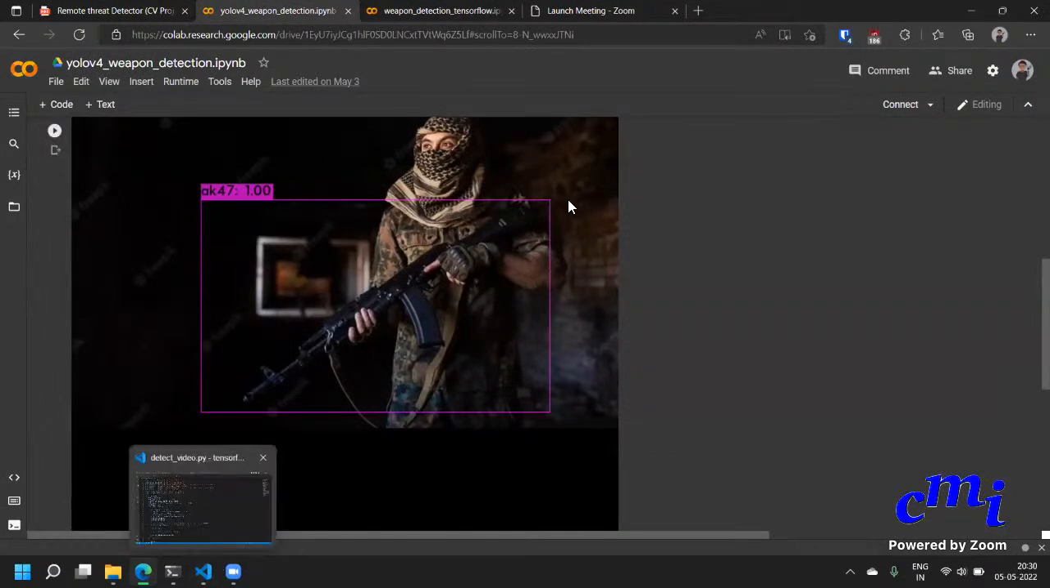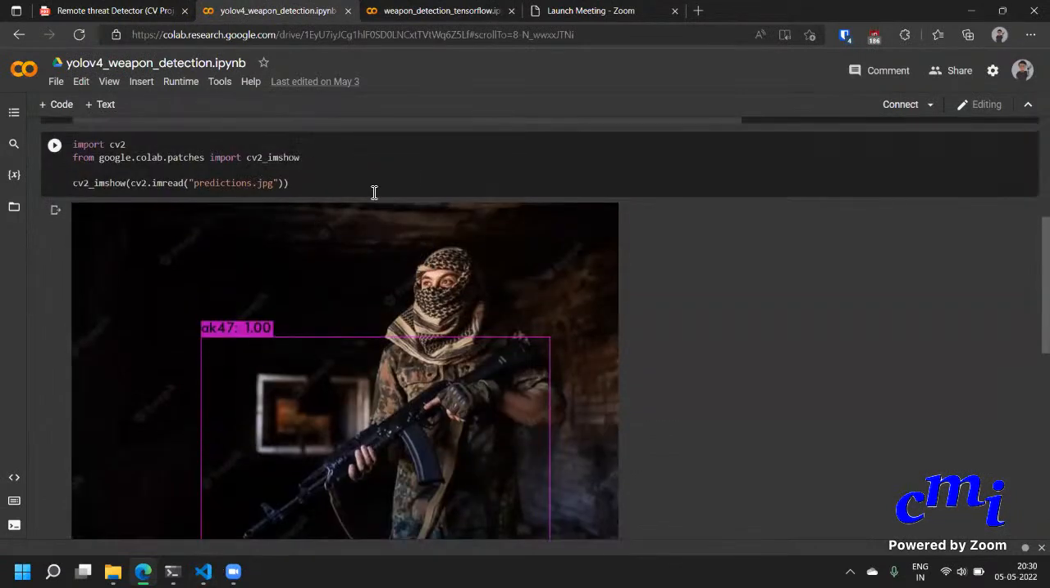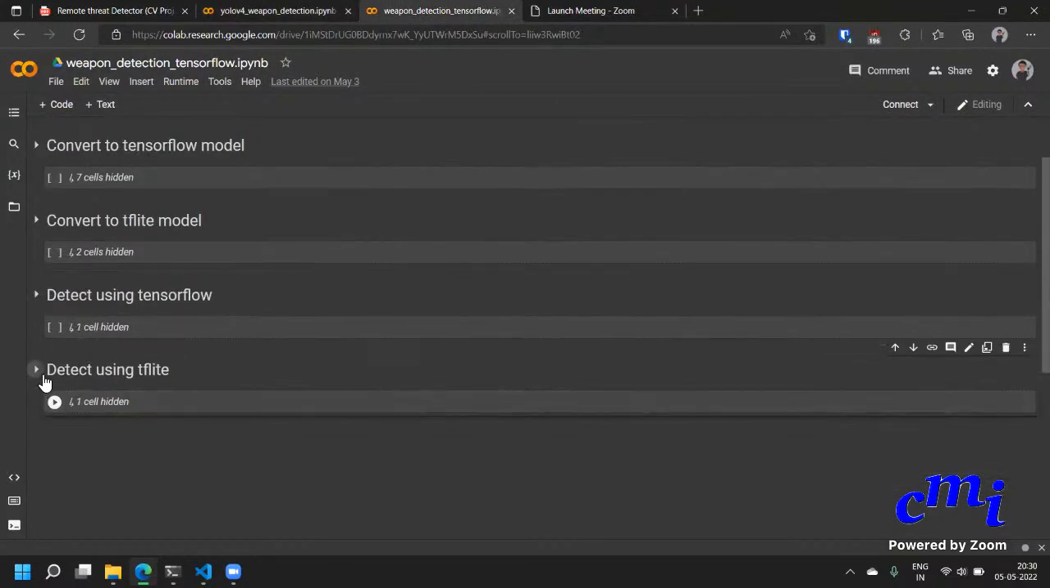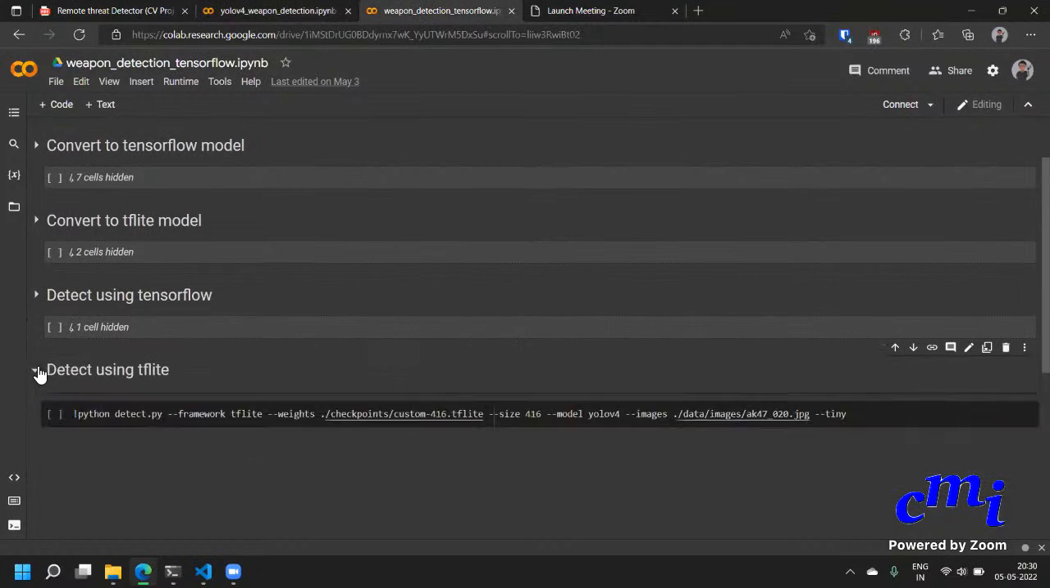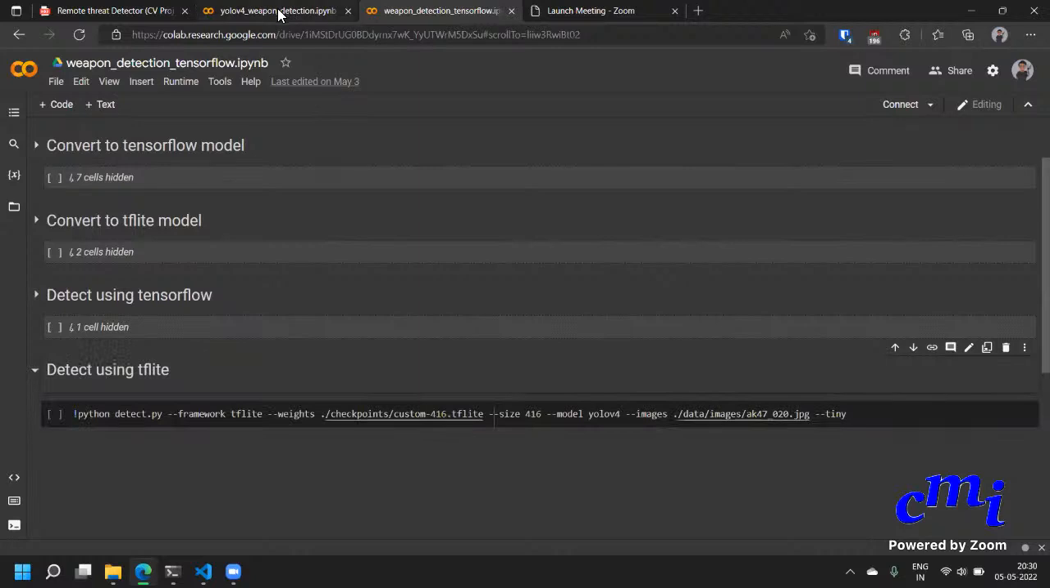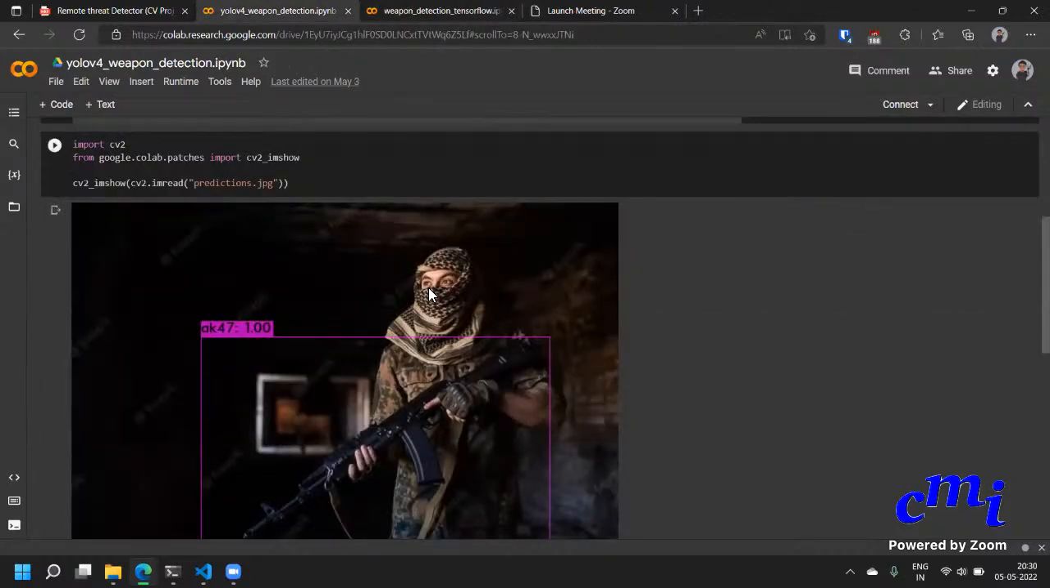For this to work on the webcam we are using in the Python script, we actually had to convert this YOLO v4 Darknet model to TensorFlow format. We were also trying to convert it to TF Lite format, but we were not able to do it because of TensorFlow versions.